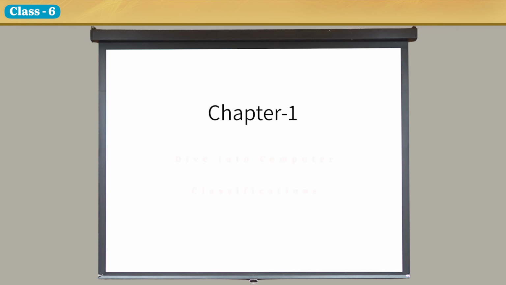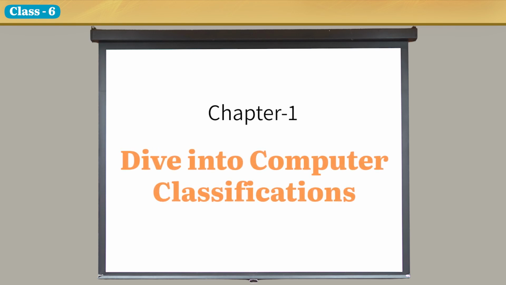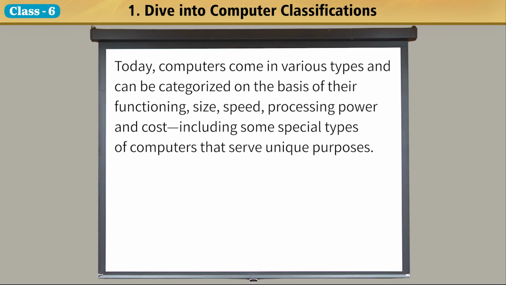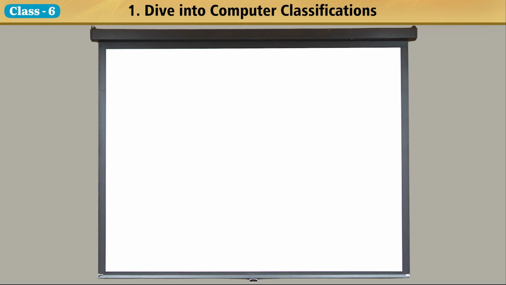Chapter 1. Dive into computer classifications. Today, computers come in various types and can be categorized on the basis of their functioning, size, speed, processing power and cost, including some special types of computers that serve unique purposes.